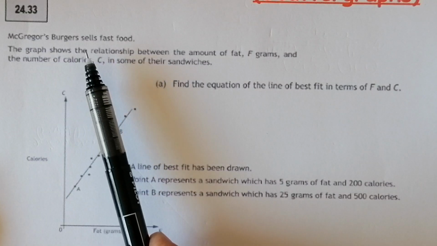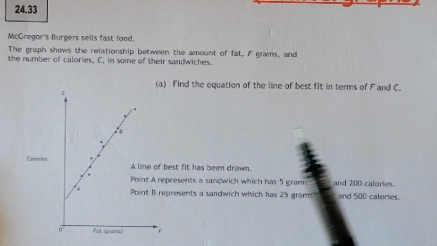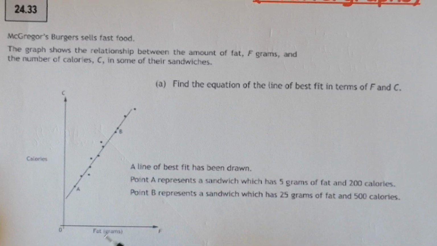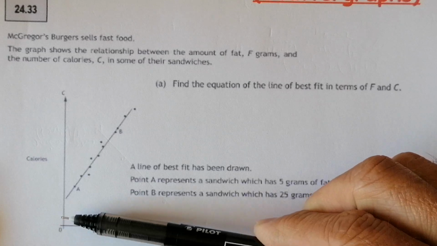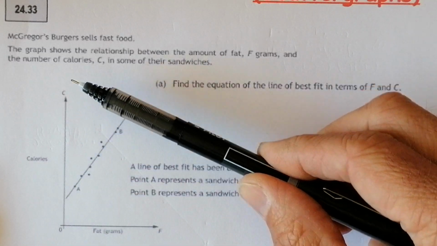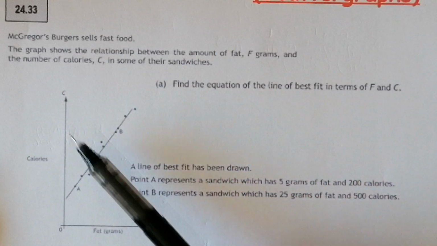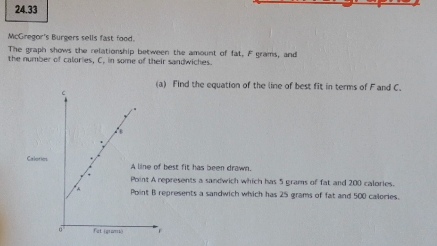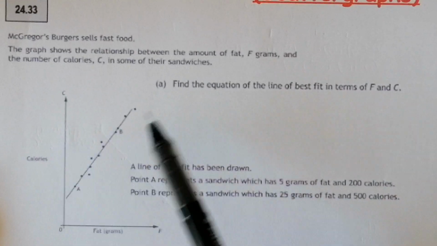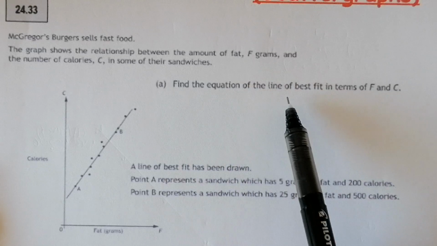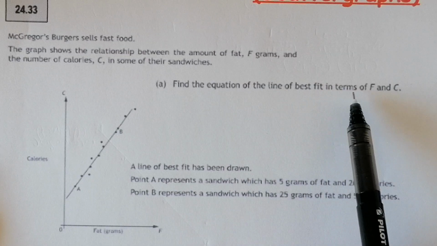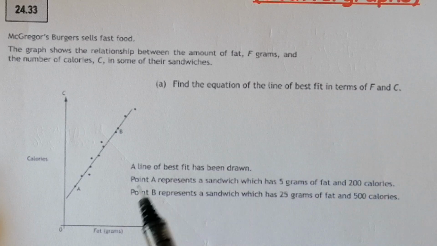McGregor's Burgers sells fast food. This graph shows the relationship between the amount of fat, so fat in grams along the x or F axis as it is here, and the number of calories in some of their sandwiches, so the calories up on the y axis or the C axis as it's written in this case. What we've got to do for the first part of the question is find the equation of the line of best fit in terms of F and C.